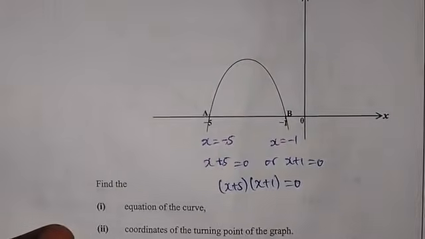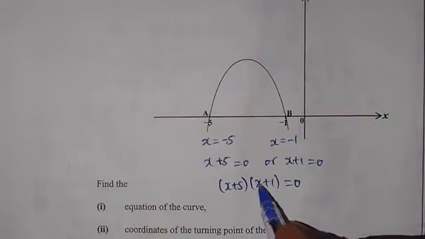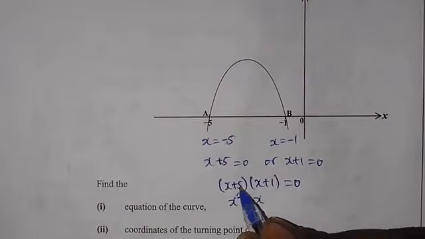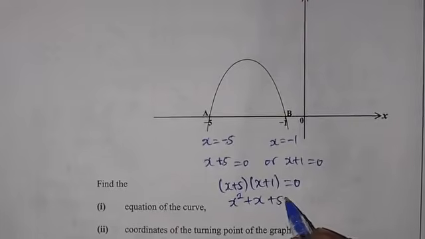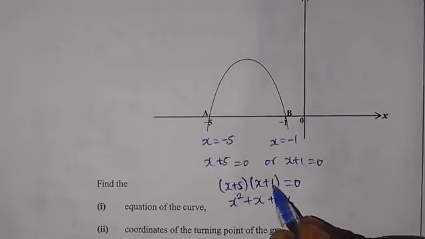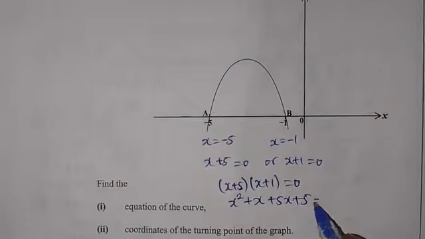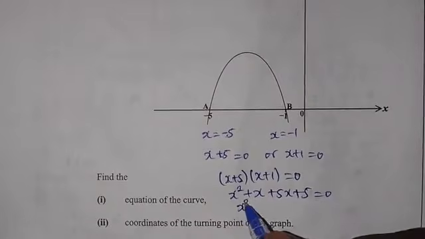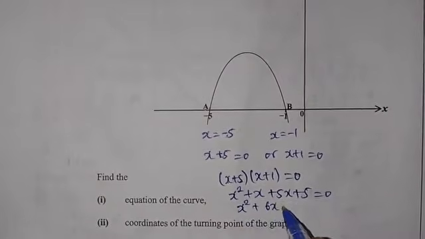So what we can do now is just to expand. x times x, this will be x squared, x times 1, this will be positive x, positive 5 times x, this will be positive 5x, positive 5 times positive 1, this will be positive 5, equal to 0. So from here we are going to have x squared plus 6x plus 5 equal to 0.